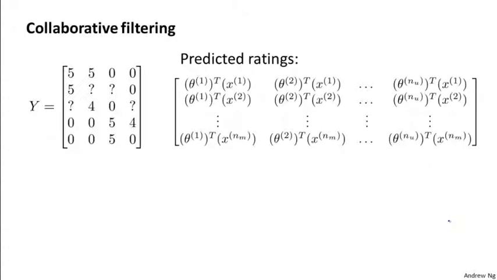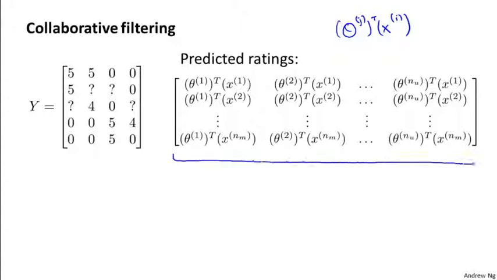In particular, if you look at what a certain user predicts on a certain movie, what user j predicts on movie i is given by this formula. And so if you have a matrix of the predicted ratings, the i comma j entry, which corresponds to the rating that we predict user j will give to movie i, is exactly equal to theta j transpose x i.